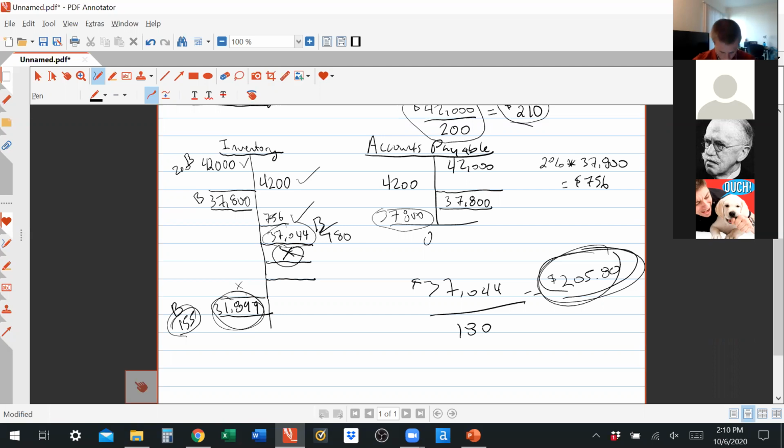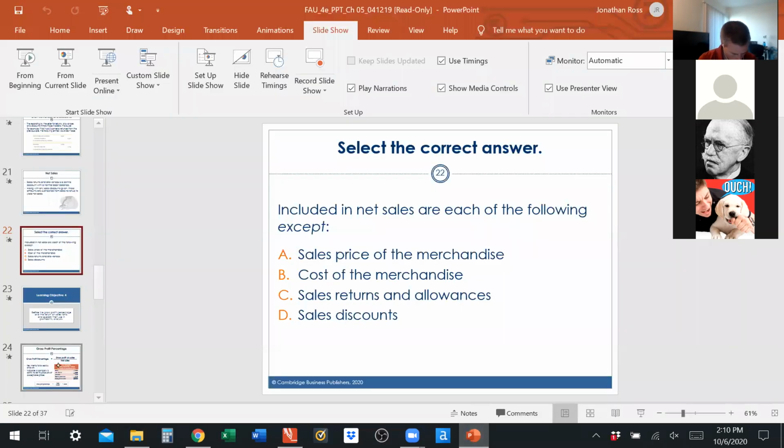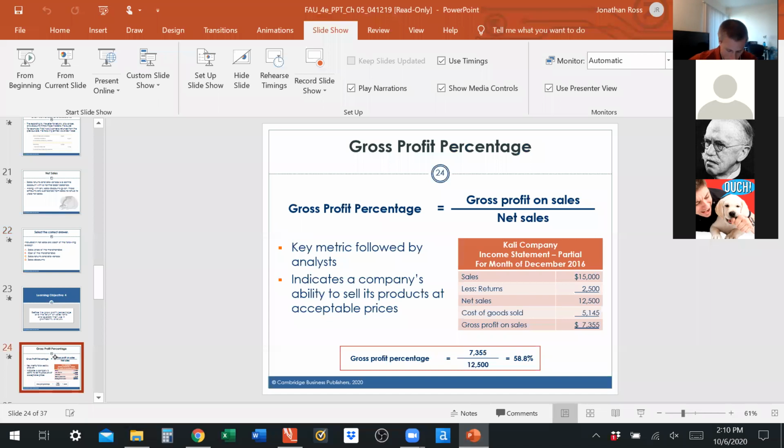So gross profit percentage. It's calculated as gross profit divided by net sales. It's a key metric followed by analysts, and it's just a metric that indicates a company's ability to sell its products at acceptable prices. So in our example, the gross profit percentage for Cali Company for the month of December, so all this stuff that we were told about in this example happened in December.